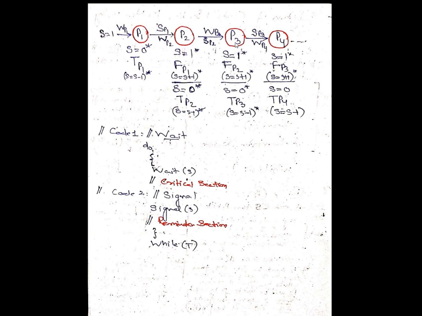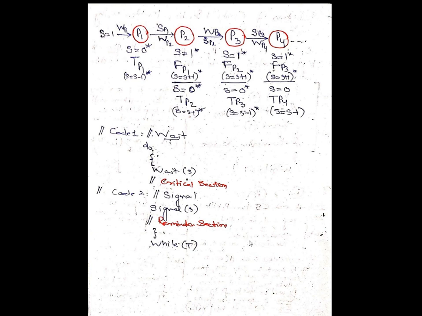When P3 is active, why is P3 active? Because this P2 becomes 1. So 1 minus 1 is 0. So P3 is 0, and P2 becomes inactive. So false is indicating that particular process is inactive, and true indicates active.